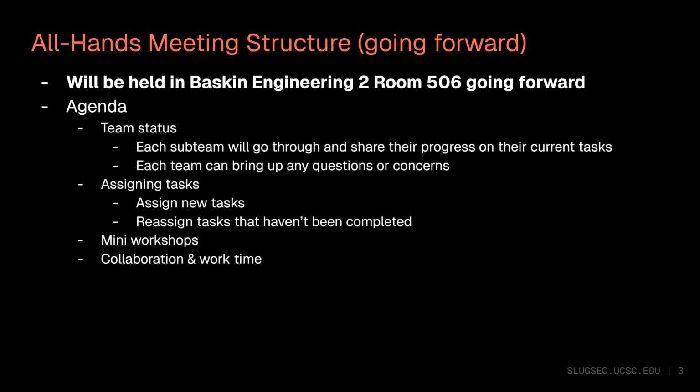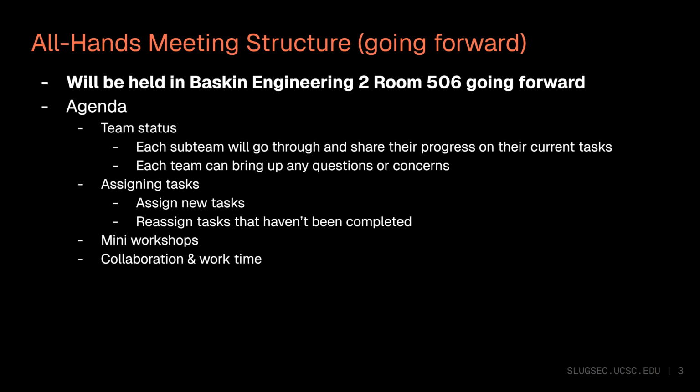And just get a status check on everyone's progress on things. So please try to make these meetings as much as you can, preferably in person. I think it's better if people are in person. Just a quick note, these meetings will be held in Baskin Engineering 2, room 506 going forward. This room is just for today because we couldn't get that room for today. You won't have to come down to the basement every Saturday.